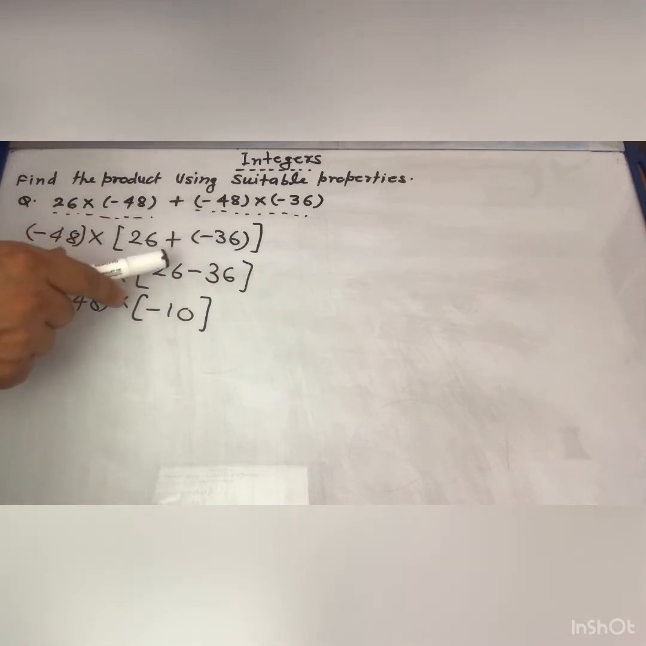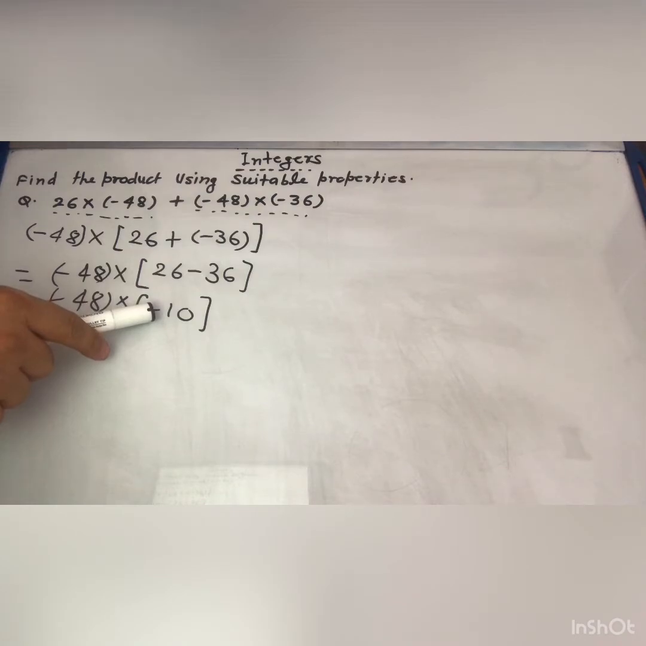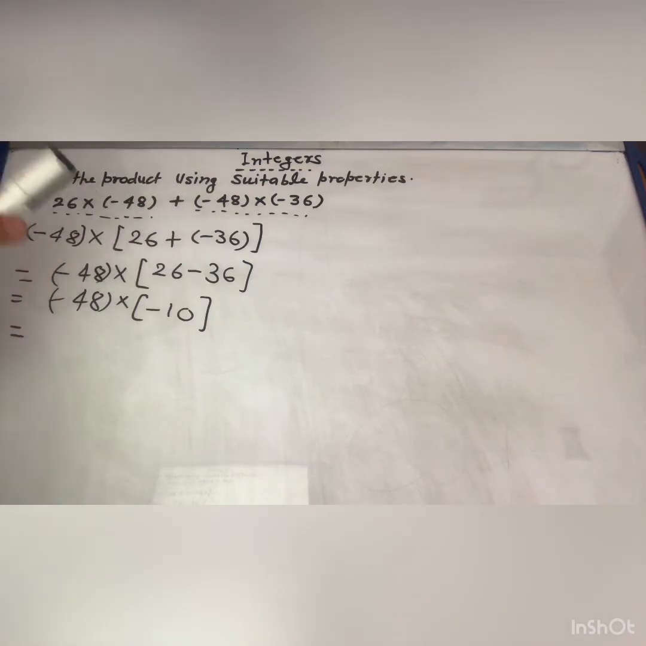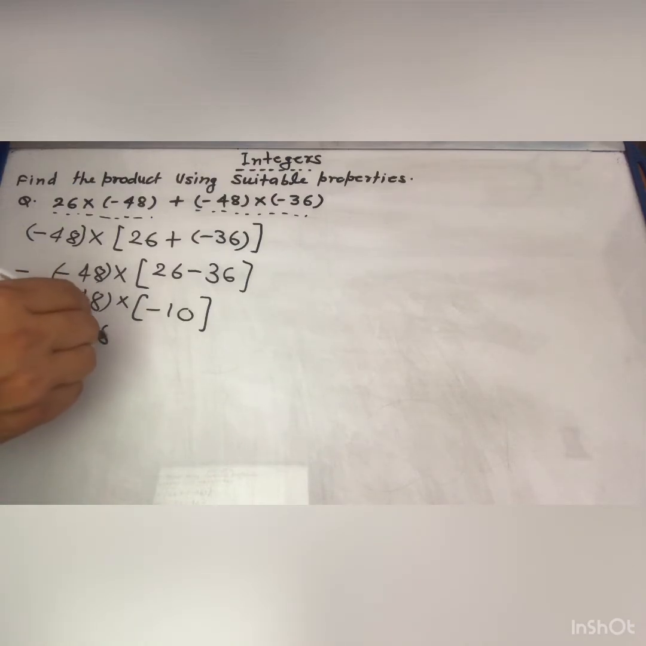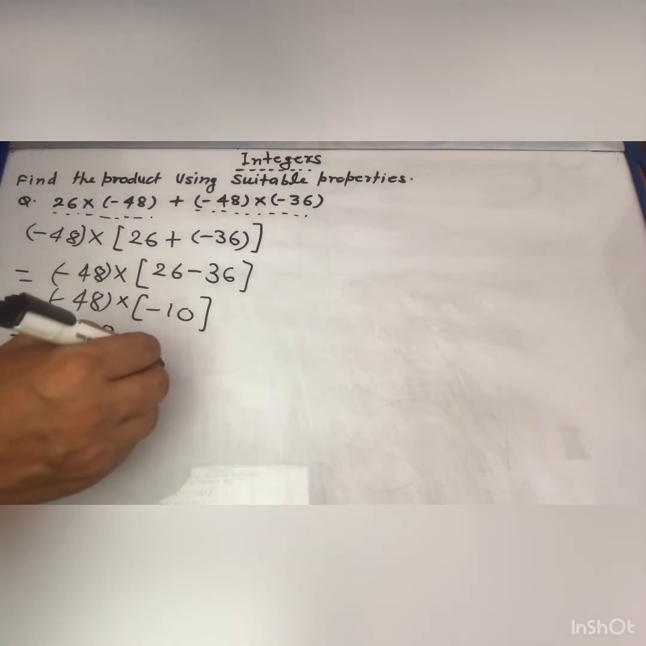So 36 is greater than 26, and 36 has the negative sign, so you put minus. Why? Because 36 is greater than 26. Now you multiply these integers, minus and minus. I told you above, the multiplication of the same signs gives you plus. So here minus into minus is plus. And 48 into 10 is 480. You will put only 0 here. No need to multiply this number by the multiplication process. You will put only 0 in this. So this is your answer.